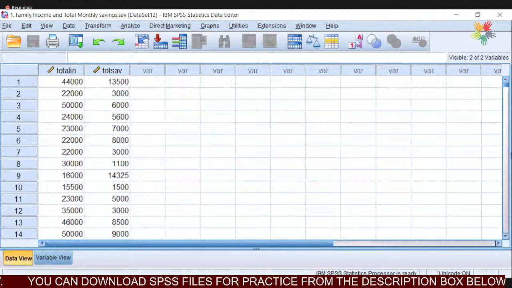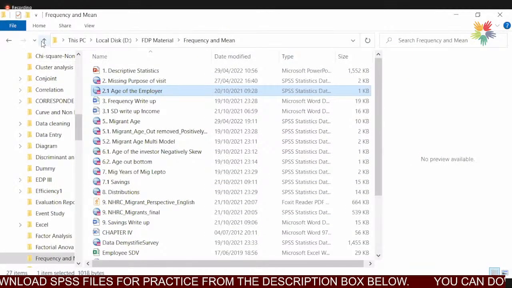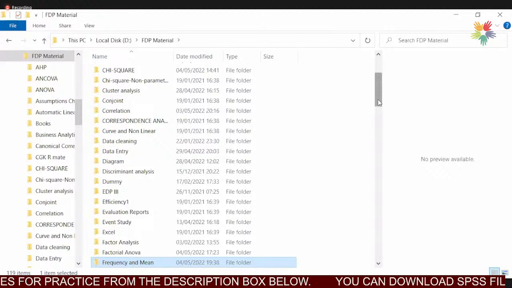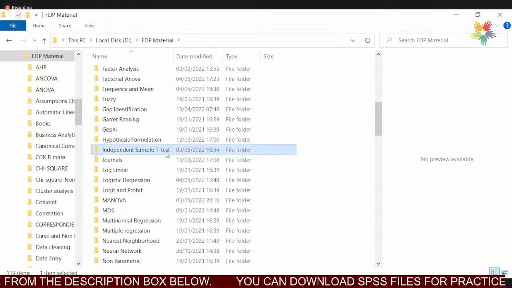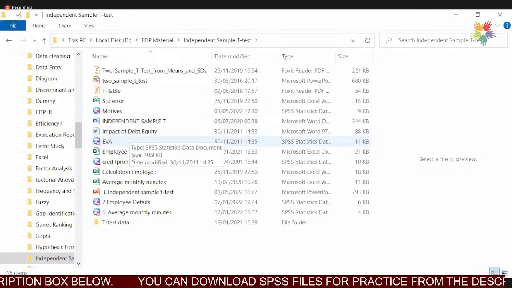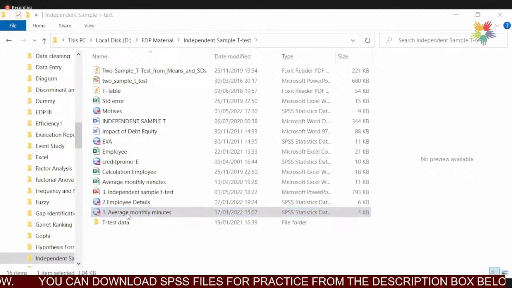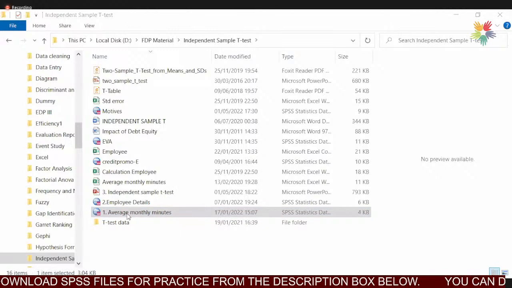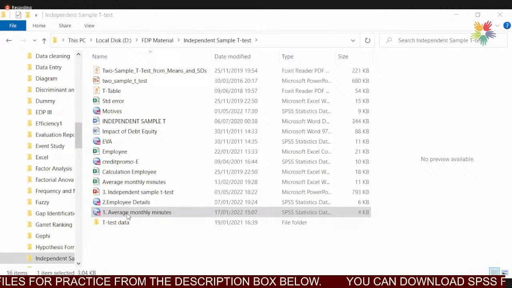Now let me go to the independent sample t-test. Average monthly minutes. Compare means, independent sample t-test, enter.